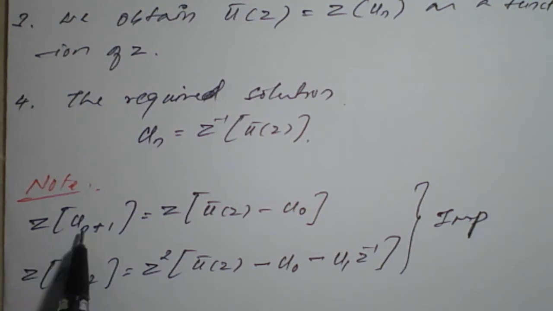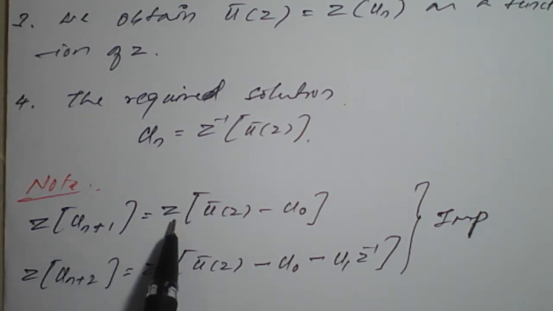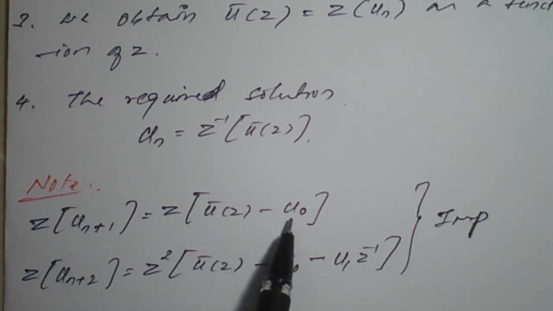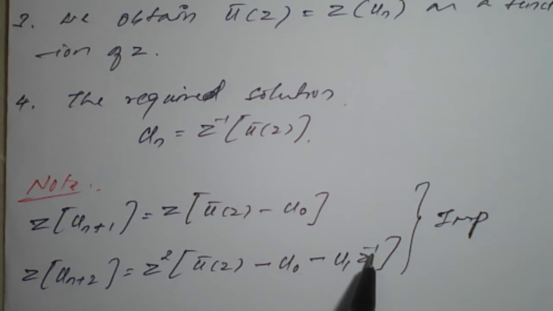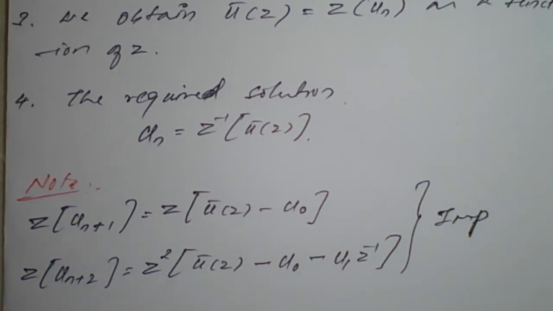So Z transform of u of n plus 1 is z of u dash of z minus u naught, and Z transform of u of n plus 2 is nothing but z square into u dash of z minus u naught minus u1 of z raised to minus 1. So using these two and the steps, we will see the actual example.